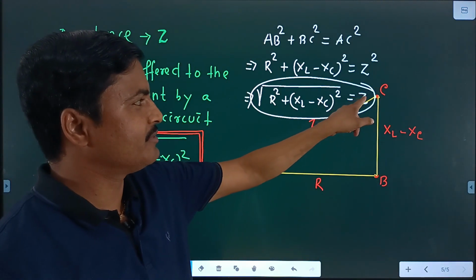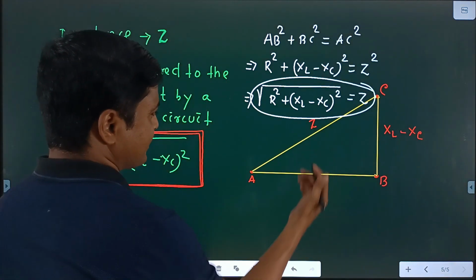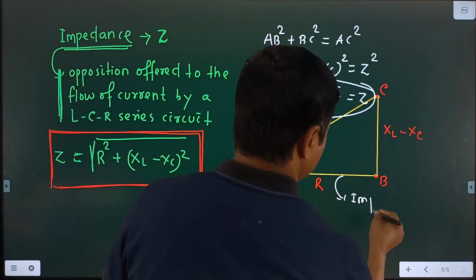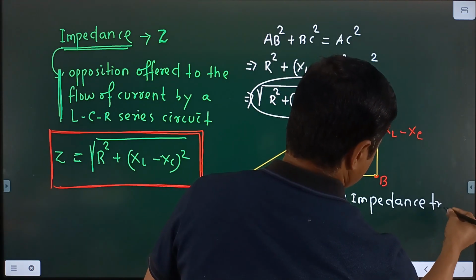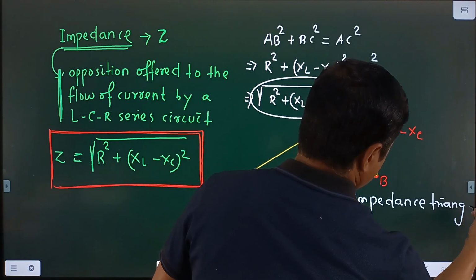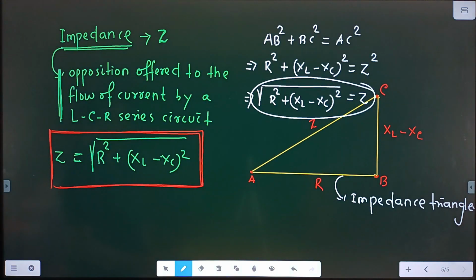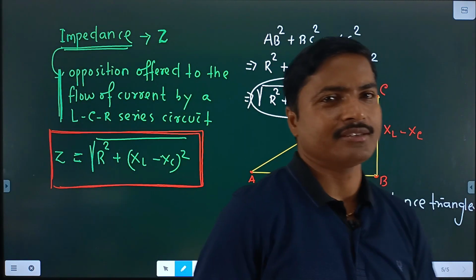That means from this triangle we also derive the expression of Z. Z is the impedance, so this triangle is known as the impedance triangle. This triangle is also known as the impedance triangle. Clear? This is another impedance triangle, and this is case 1, the first case.